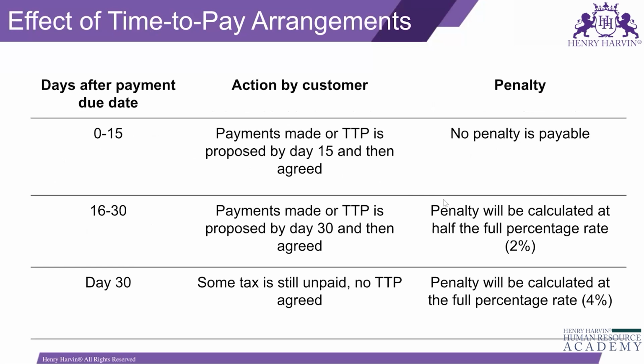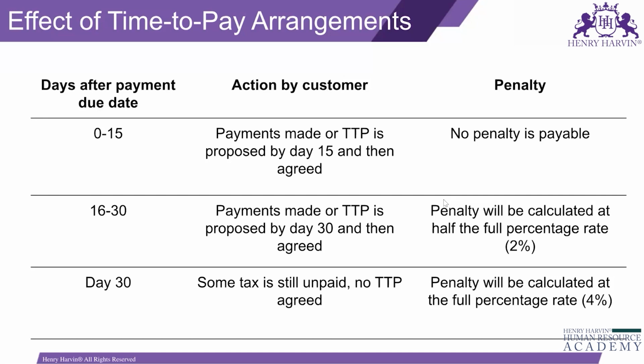Days after payment due date: 0 to 15. If it is within 15 days, action by customer: payment made or TTP is proposed by day 15 and then agreed, no penalty is payable. So payment has been made, or else a TTP has been asked for, by the 15th day, because on day 15, 2% starts accumulating. But there is a TTP arrangement, so there will be no penalty.